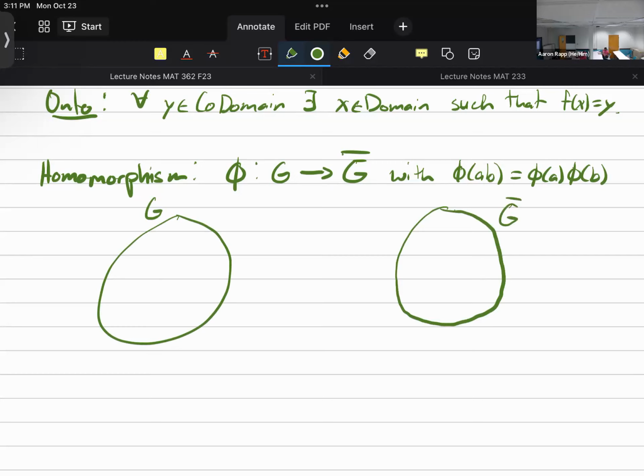So if I take a group G and I'm using this homomorphism, I'm going to just select two elements, A and B. And then I know I can combine those two elements together to get a new element, AB. So I can throw each of these three elements through this homomorphism, and it's going to create three new elements inside of that group G bar.